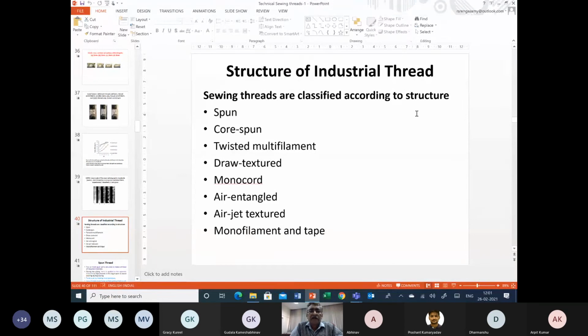So there are different sewing threads available based on the structure or the technology we use to produce them. They are called spun thread, core spun threads, twisted multifilament, draw textured, monocord, air entangled, air jet textured, and monofilament. And the last one is the tape type.